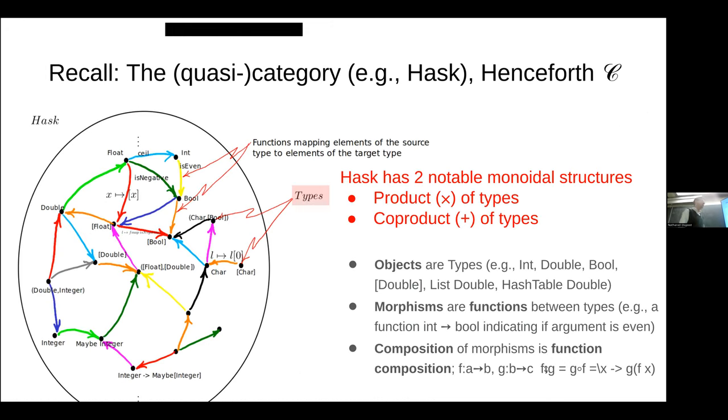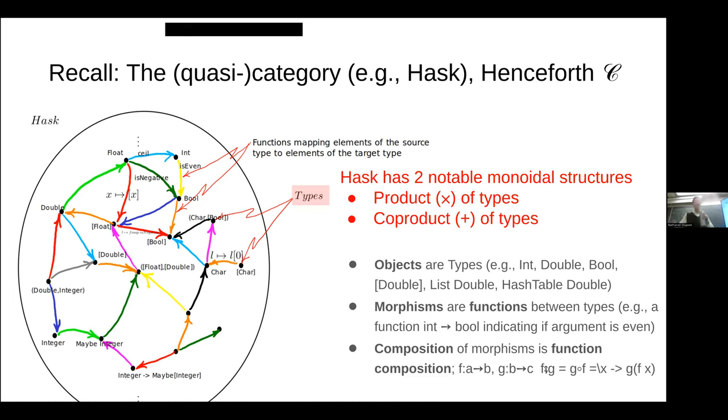Okay, now we're poised, and unfortunately we're out of time, so I think we should probably just do it on Thursday. We're poised to be able to cover algebraic data types. Okay, so the key thing here is that Hask has two notable monoidal structures. It has product.